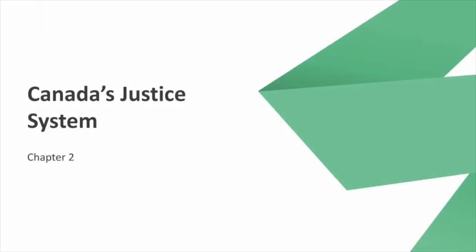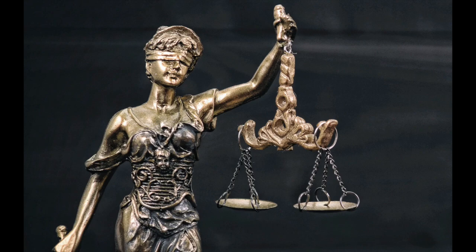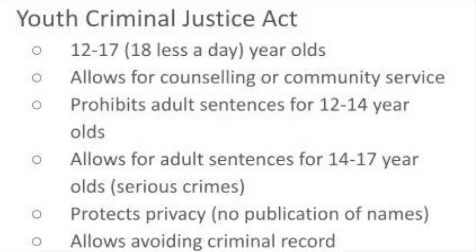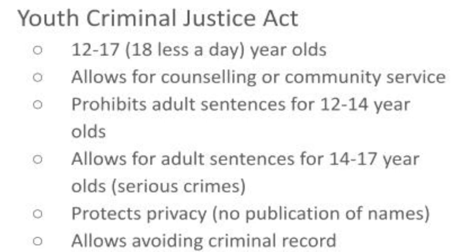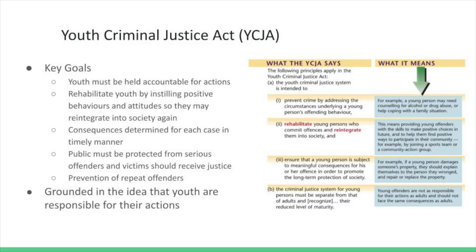Next up, Section 2, the justice system and the YCJA, the Youth Criminal Justice Act. Canada's justice system aims to be fair and equitable, not just the same for everyone, but responsive to individual circumstances. For youth aged 12 to 18 less a day, so 12 to 17, we have the Youth Criminal Justice Act, the YCJA. It recognizes that young people make mistakes, and its goal is to rehabilitate and support youth, reintegrate them into society, and avoid permanent criminal records when appropriate.